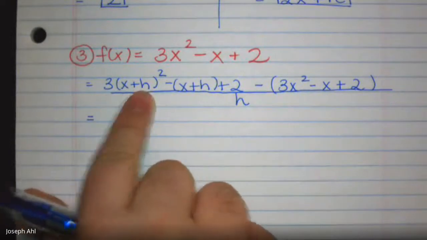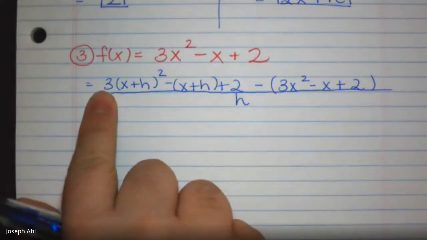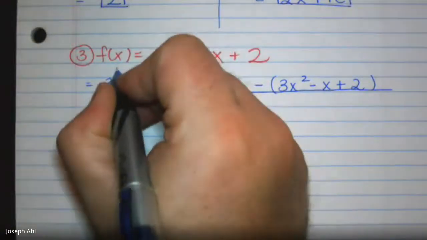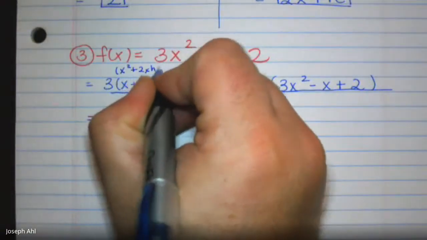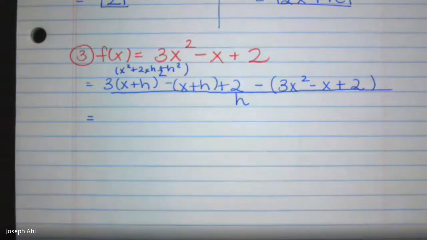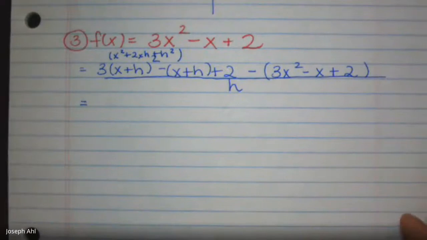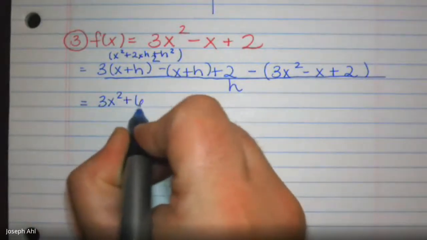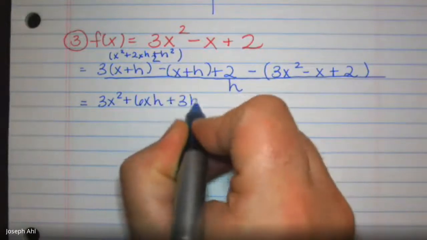I'm going to kind of cheat a little bit and not write that out in the next step. I'm going to distribute the 3 at the same time. Sorry if that's a lot of work at once, but I already know that this is x squared plus 2xh plus h squared. So why don't I just distribute the 3 into that so I can save myself a little bit of room for the work I have to show. So that's going to be 3x squared plus 6xh plus 3h squared.